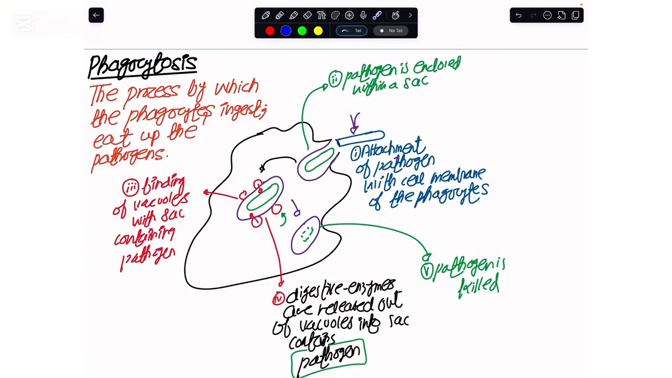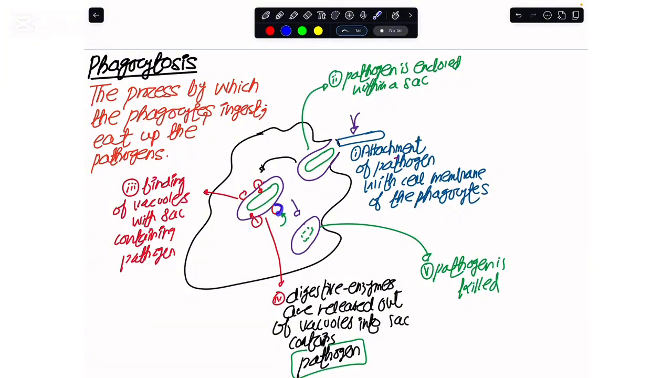So the first point is that any pathogen that has entered into my body would initially make an attachment with the cell membrane of these phagocytes. Now, after they have got attached with the cell membrane of the phagocytes, the phagocytes would enfold their membrane inwards. And when they enfold their membrane inwards, they pack the pathogen in a vacuole. And now you see that we have actually isolated the pathogen from the cytoplasm of the phagocyte. Now we need to be digesting them off. We are required to be killing them off.